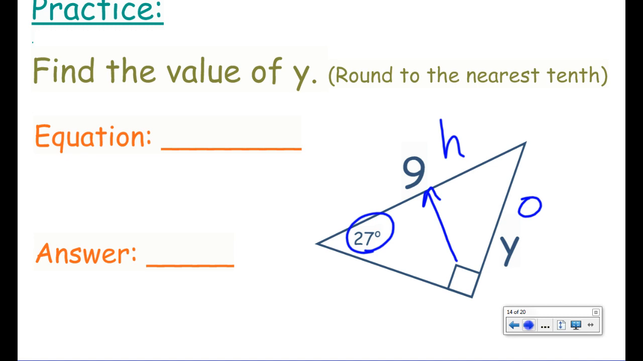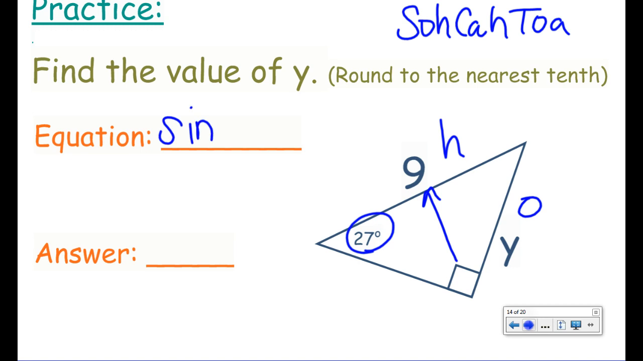Good. Opposite. So we've got an O and an H. So you either use Soh Cah Toa to help you, or if you don't like that acronym, you use your formula chart to help you. And either way, you know that opposite and hypotenuse go with sine. Very good. So everyone writes sine. It looks like it's spelled sin, but it's not sin, it's sine.